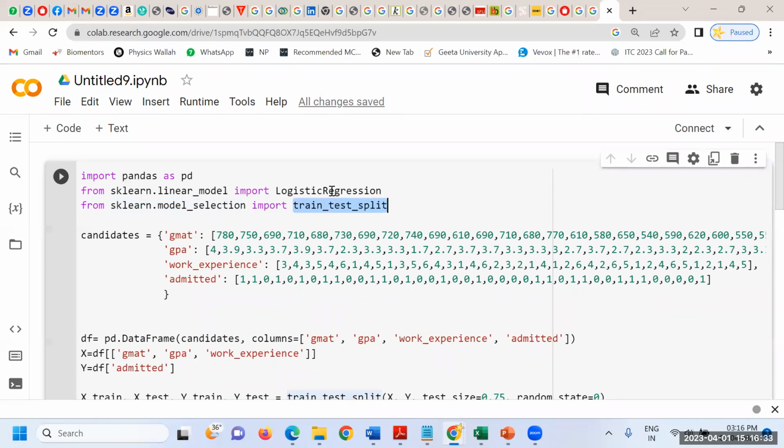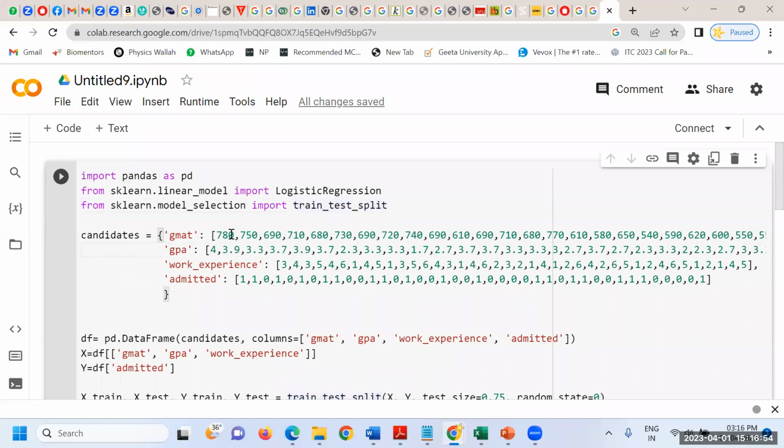So we are going to go for logistic regression, and here we are going to go for training and testing. Two important aspects are there. I'm going to split the given data into training data and testing data. So am I clear?